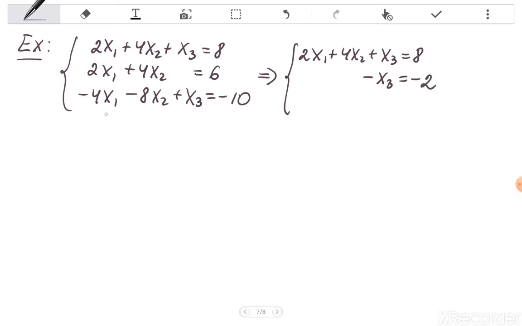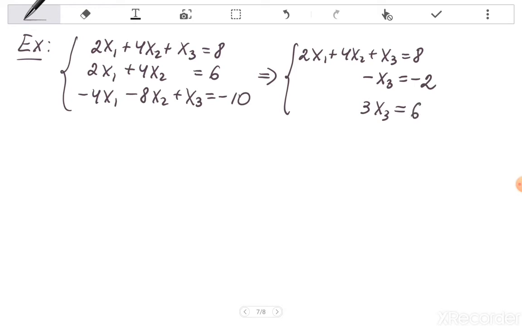And we do the same with the third equation. So to get rid of x1 here, we need to multiply the first equation by 2. So multiply by 2 and add to the third equation. Multiply by 2, add to this 0, multiply by 2, add to this 0, multiply by 2, add to this 3x3, multiply by 2, add to this is 6.